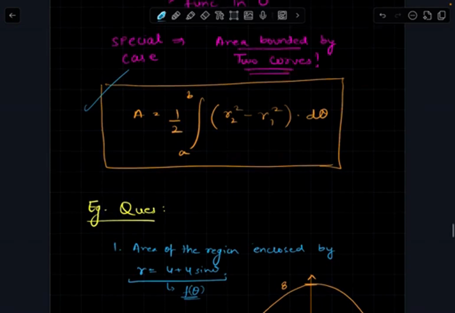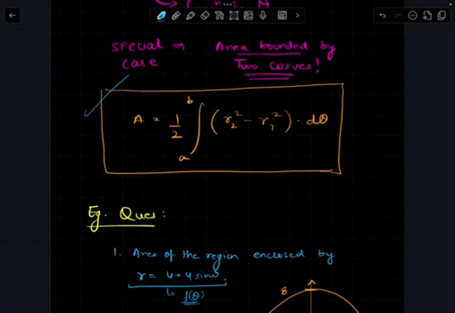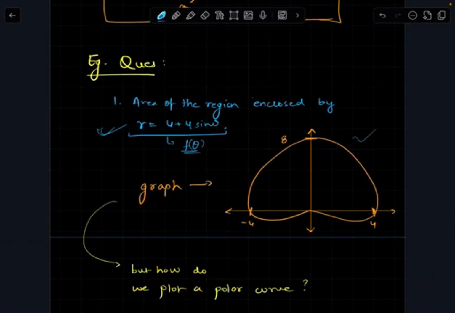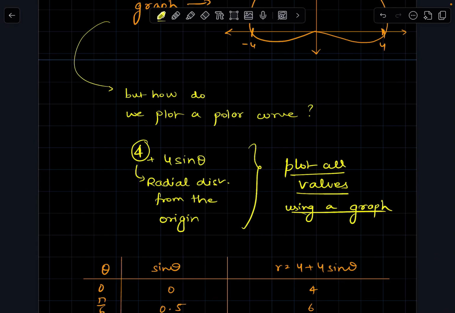So we need to find the area of the region enclosed by r is equal to 4 sine theta. Here, this is your function in theta. Since there's no x or y term, it depends. Your theta is variable and your function will change accordingly to your change in theta. So this is the diagram for this. This is the graph. But how are you supposed to plot a polar curve like such? So equation in R, it's 4 plus 4 sine theta, and here 4 represents your radial distance from the origin. So basically your radial distance is going to be the distance you're going to start out from.